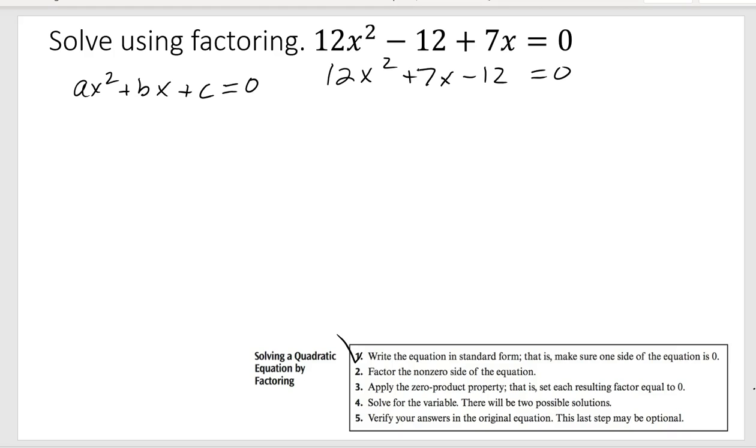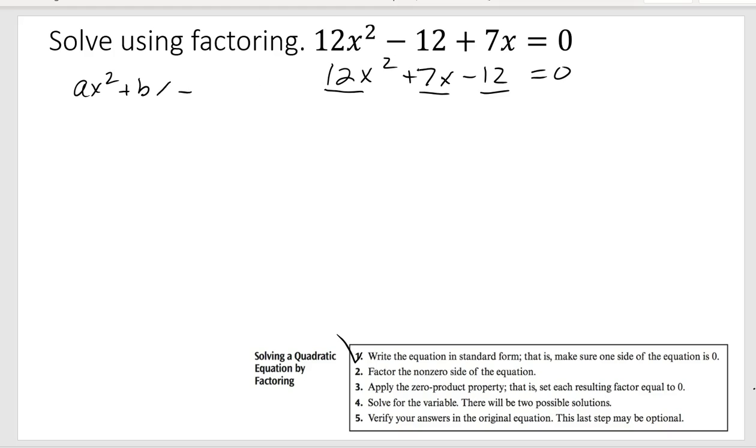Let's look at step number 2. It says factor the non-zero side of the equation. The first thing I want to do is check for the greatest common factor. 12, 7, and 12 do not have a greatest common factor. So next, I count the number of terms. I have 3 terms. 3 terms means that I'm going to factor a trinomial. The method I'm showing in the notes is the bottoms up method, or factoring with an X factor method.